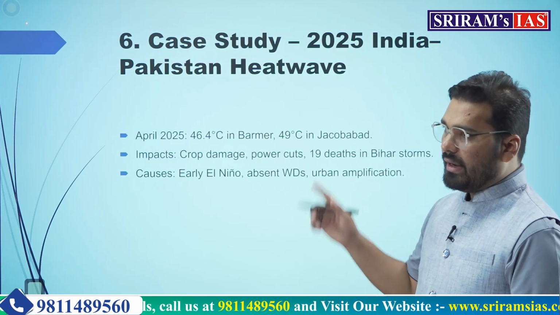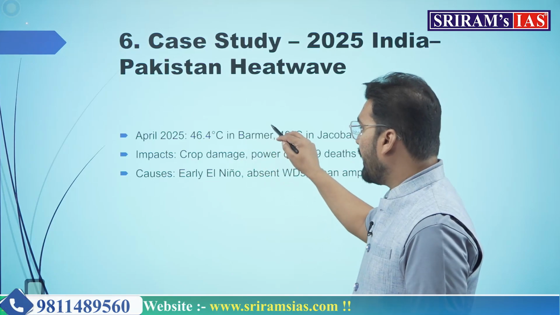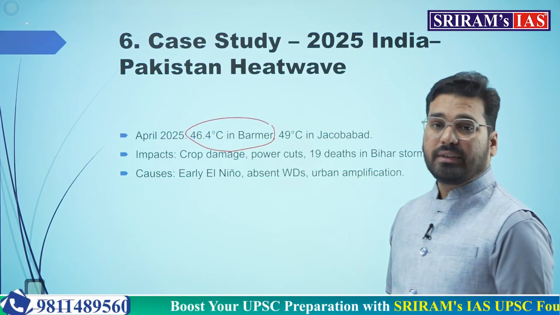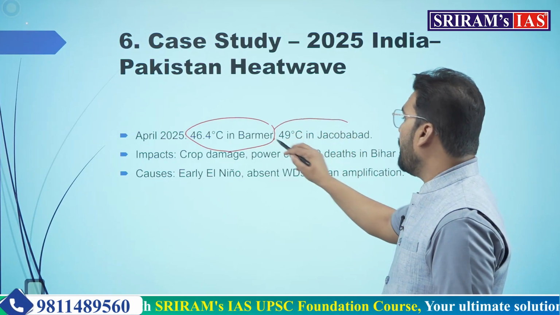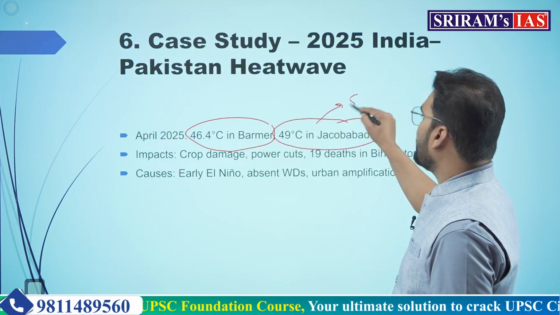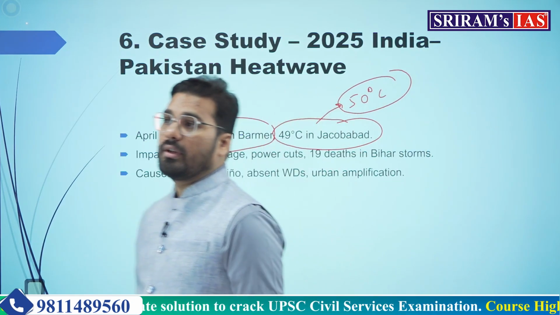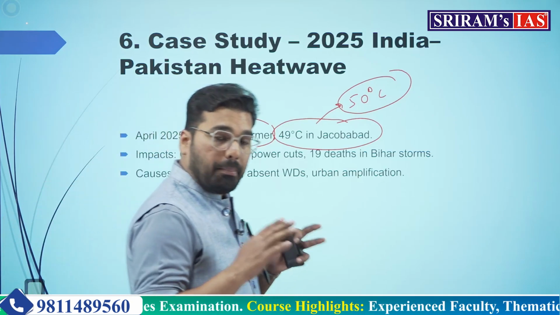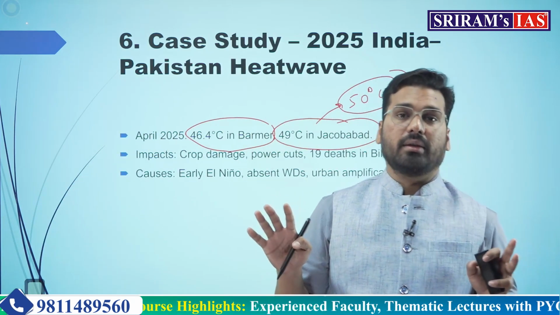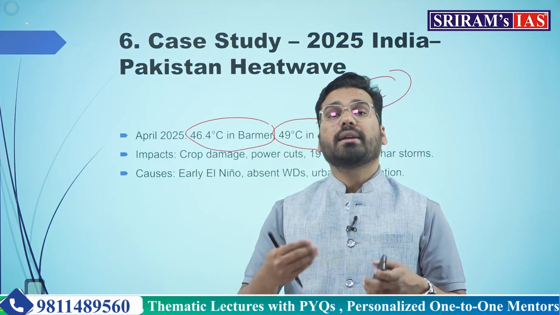Now, a case study, India and Pakistan में heat waves आया. For example, in April the temperature in Barmer went beyond 46 degrees Celsius. And let me tell you, it was yesterday's news that in Jacobabad in Pakistan, it has actually touched 50 degrees Celsius as well. So tell me, such high temperatures are actually making the place unlivable. People cannot live there. It is uninhabitable.